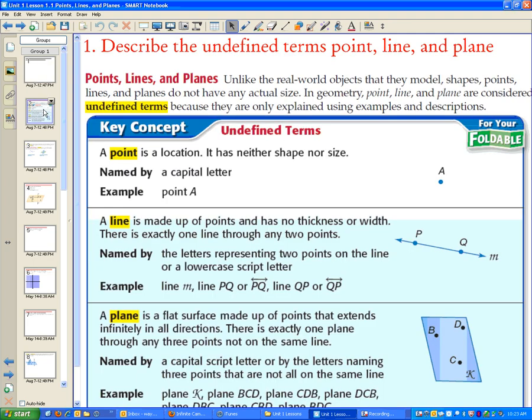They tell us here at the beginning that unlike the real-world objects that they model, shapes, points, lines, and planes do not have any actual size. In geometry, point, line, and plane are considered undefined terms. Now, let me stop there before I finish the rest of this sentence.